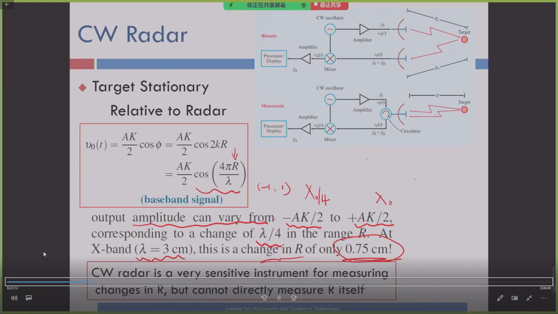So, synthetic radar is a very sensitive instrument for measuring changes in R, but cannot directly measure R itself, alright? Because there is a cosine function. So at one determined value, there should be several values for R to achieve the same one, alright? So you cannot directly measure R itself.